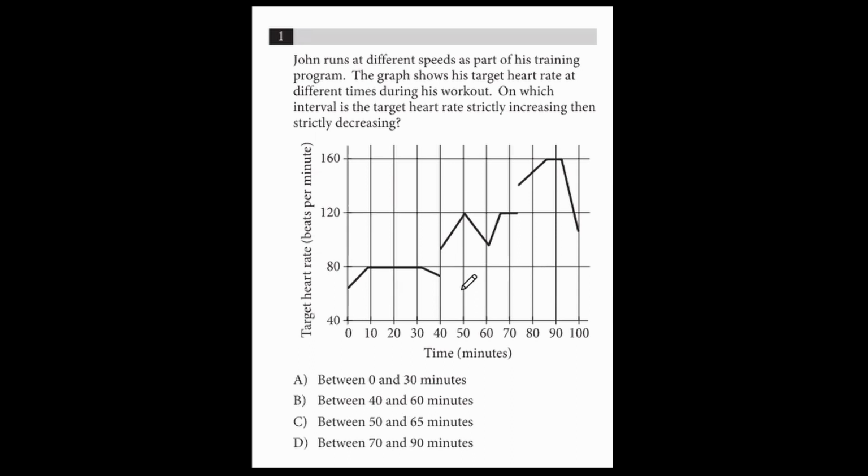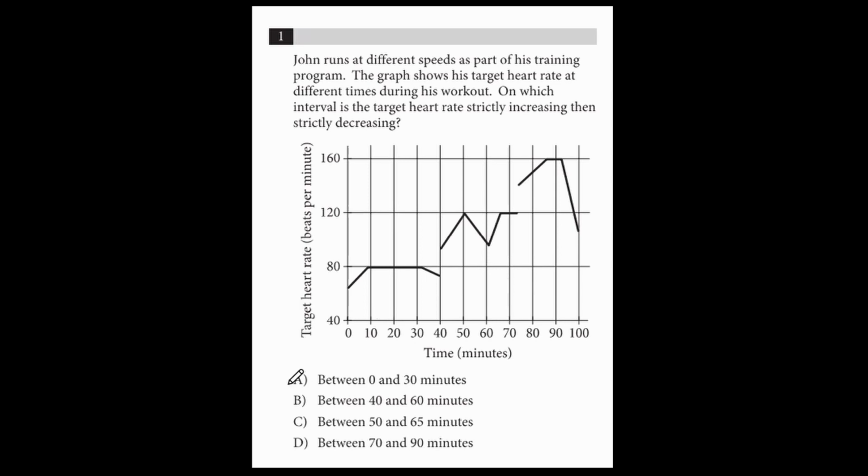John runs at different speeds as part of his training program. The graph shows his target heart rate during different times during his workout. On which interval is his heart rate strictly increasing, then strictly decreasing? So that's the giveaway. It's saying strictly increasing and strictly decreasing. So I would look over this and take a look at the answers and see what's going on, get an idea what's going on.